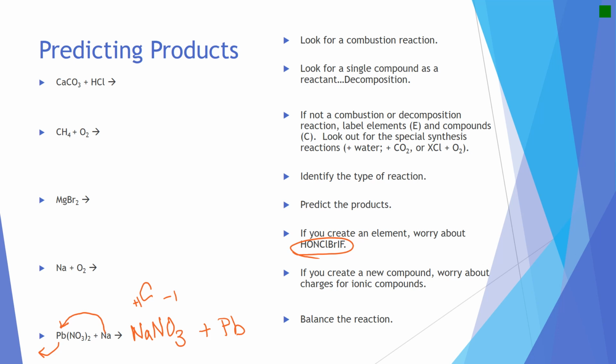Now all I have to do is worry about balancing. I have two NO3s on the left, so I'm going to put a 2 on the right to make my NO3s on the right too. And so now I need to balance out my Na, so I put a 2 in front of that.